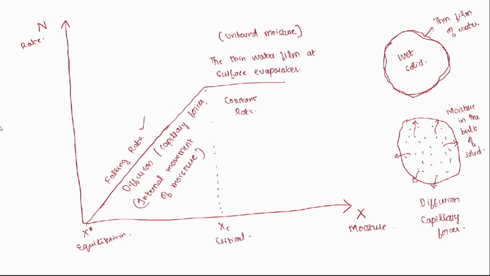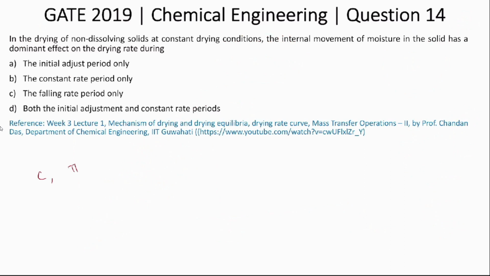So that means the surface movement of moisture occurs in the constant rate regime, and the internal movement of moisture occurs in the falling rate regime. Now we know the concept, so we can just answer this question. The answer will be the falling rate period only, which is option C here. So answer C, falling rate period only. Is it clear?